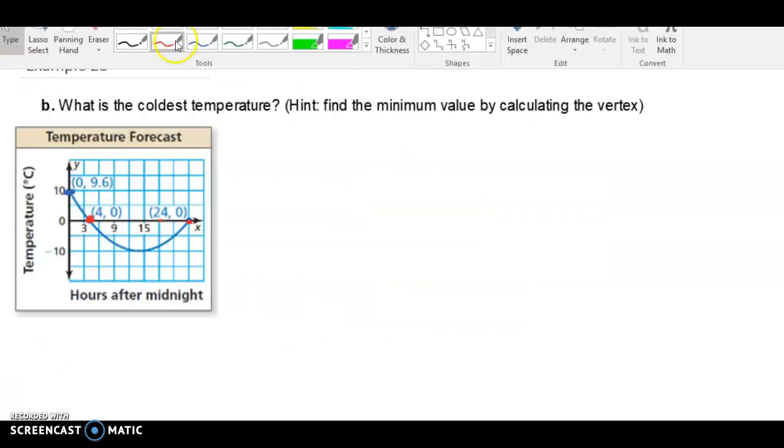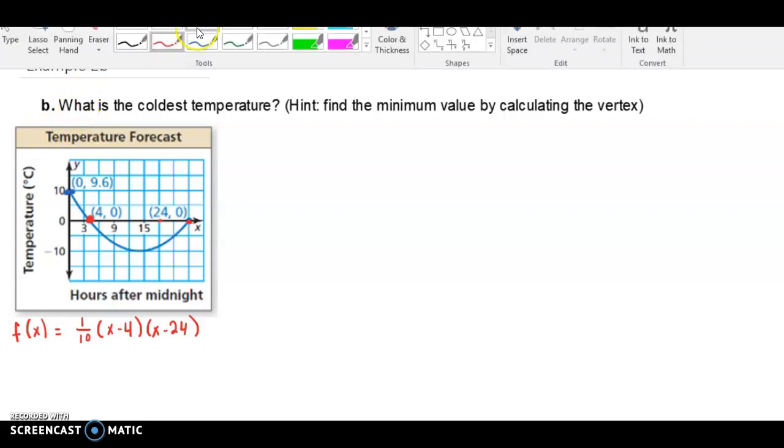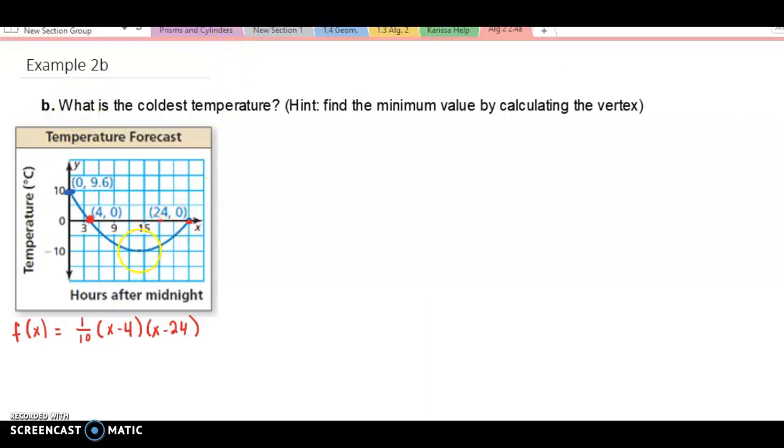Alright, so let's look at part B of this. We found the equation in part A, and that was 1/10 (x minus 4)(x minus 24). So I'm just going to write that down here to make our lives a lot easier. In part B it says, what is the coldest temperature? If I look at this graph, clearly my coldest temperature is down here somewhere, and notice that is my vertex. So what this question is asking is basically what is the vertex of this function?